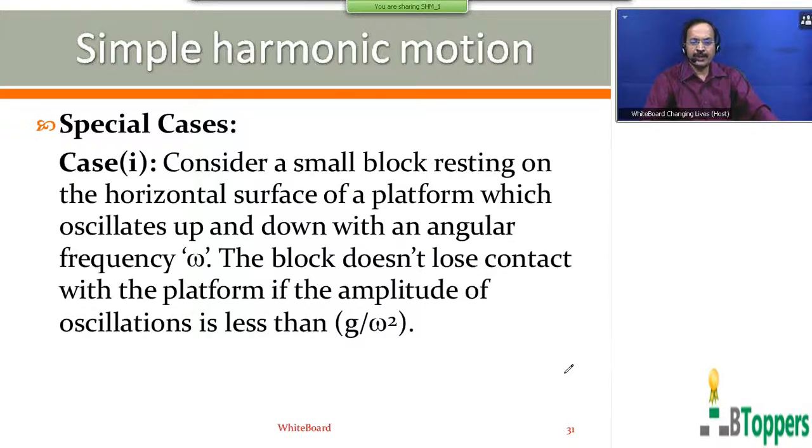I am going to read out this conclusion once. Consider a small block resting on the horizontal surface of a platform which oscillates up and down with an angular frequency omega. The block does not lose contact with the platform if the amplitude of oscillation is less than g by omega square. Next, I am going to show the working for the conclusion. Those who want to copy this, you can take a pause and copy the working.